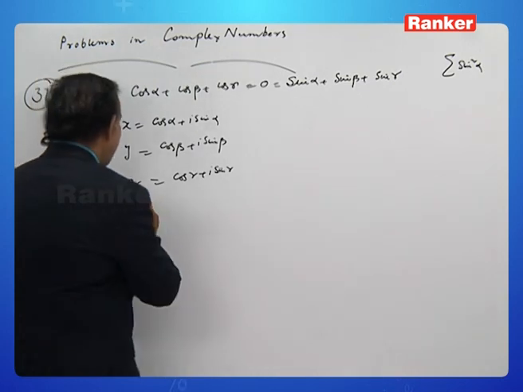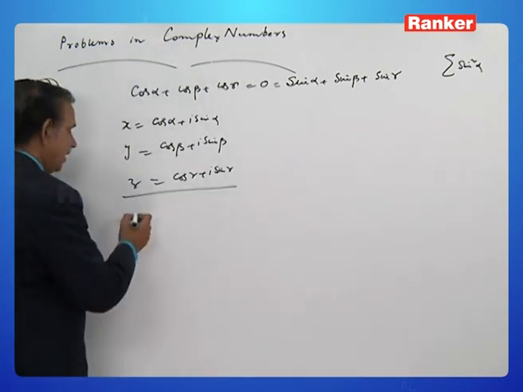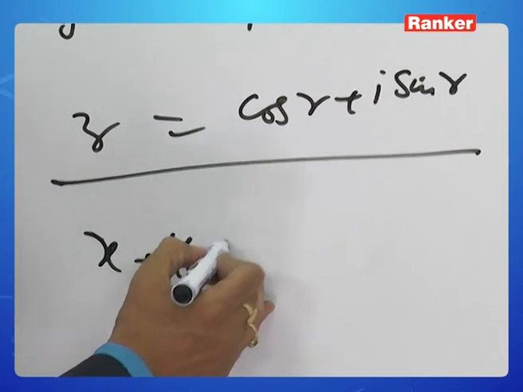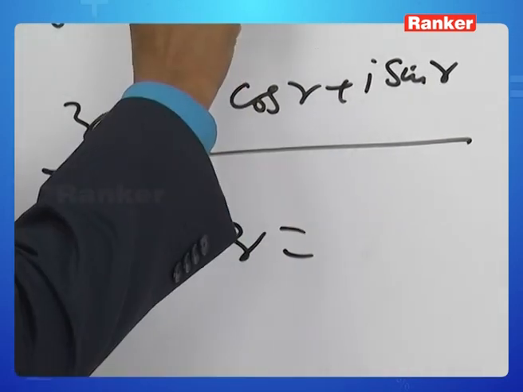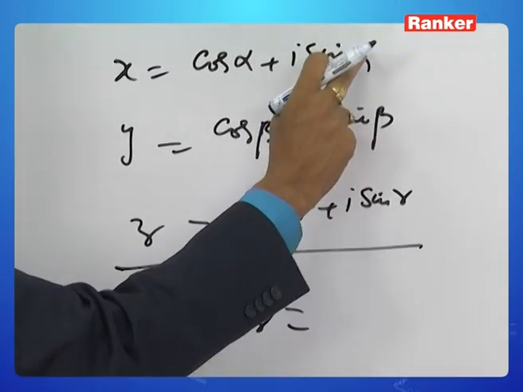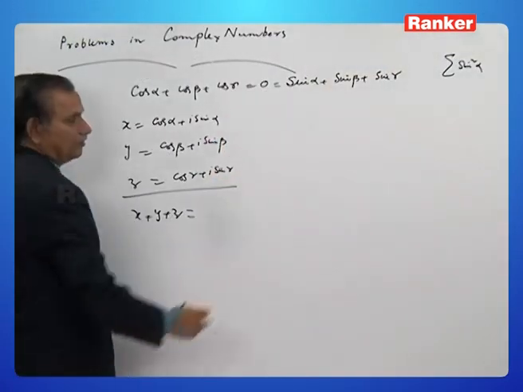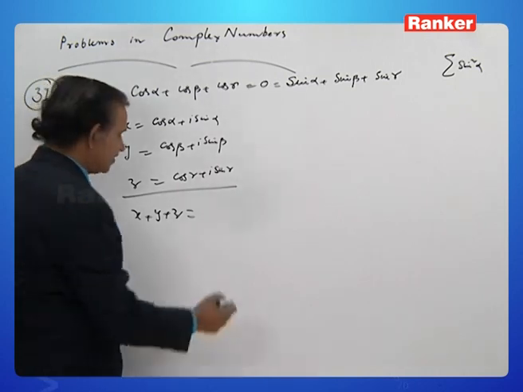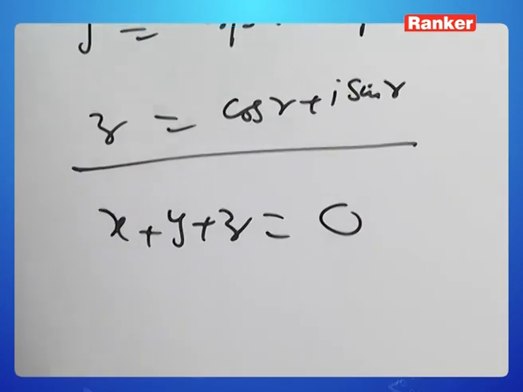Well, you add all these things. What do you have? x plus y plus z is therefore equal to cos alpha plus cos beta plus cos gamma, which is 0, plus i into sin alpha plus sin beta plus sin gamma, which is 0. 0 plus i times 0 is again 0. So x plus y plus z is 0.